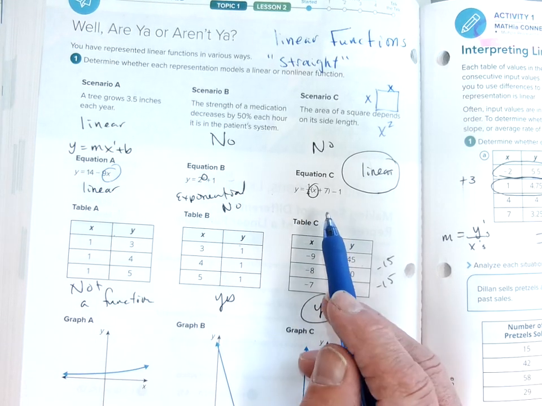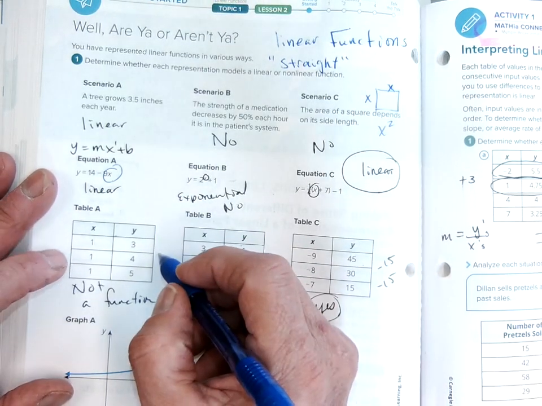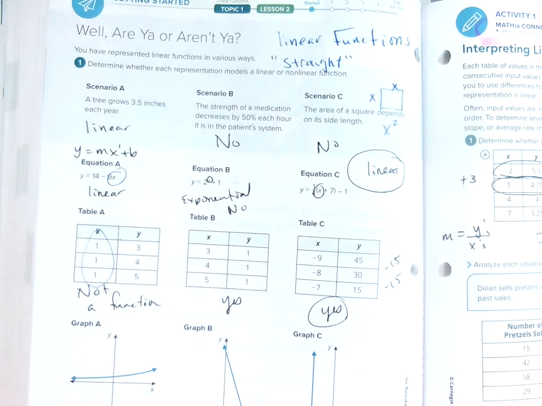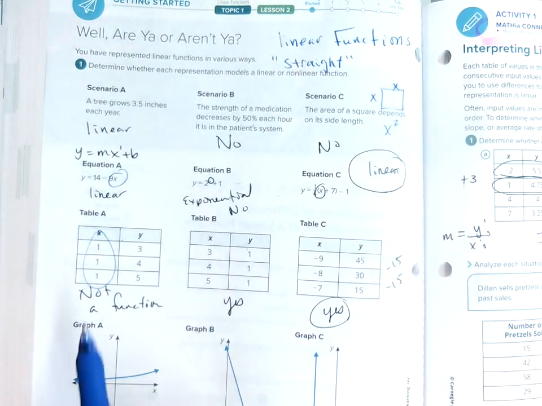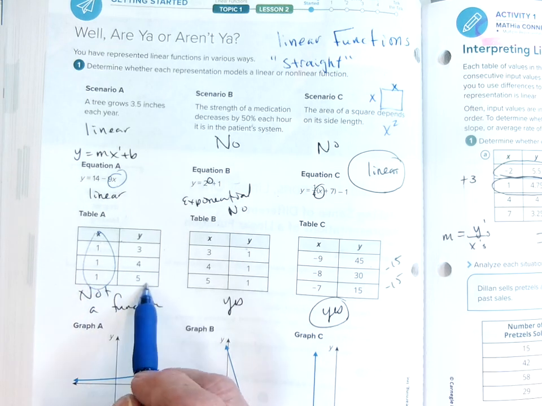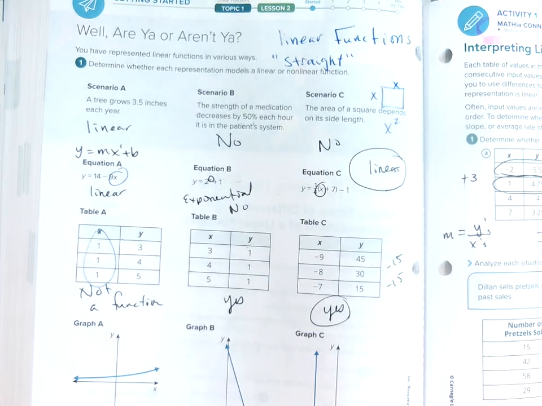It is linear. We looked at this function, and it goes up 1, up 2, up 1, up 1, up 1. But the problem is you've got the x values of 1s. So you can have one t-shirt costing 3, or then 4, or then 5. This is not a function. Every x has to have one unique y.